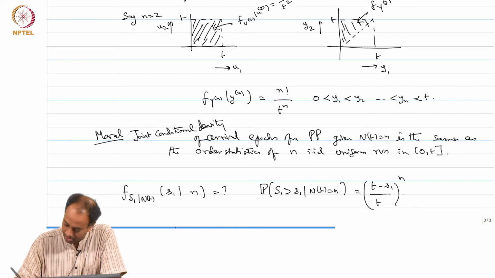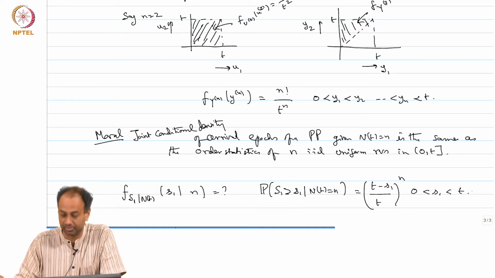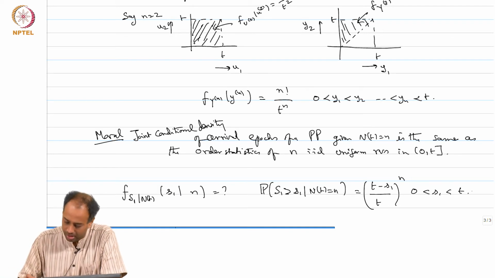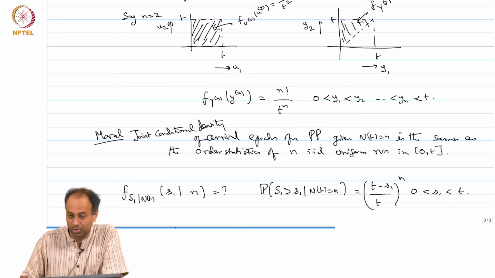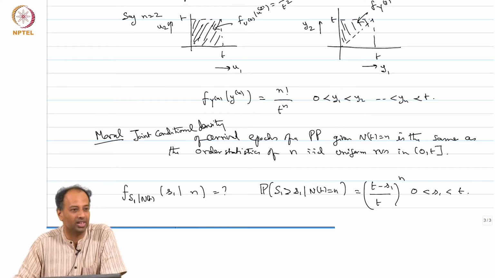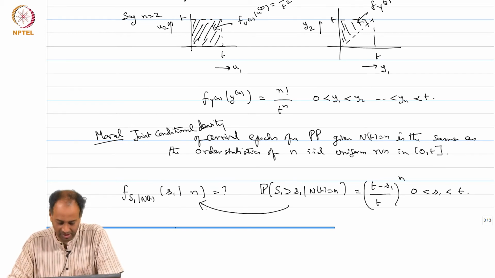This is true for 0 less than s1 less than t, right. So you differentiate this, I mean you see what I mean, right. From this you can, so probability S1 less than or equal to little s1 is 1 minus all that, differentiate that to get this, right, from this you can get this easily. Okay. So, this is an example.